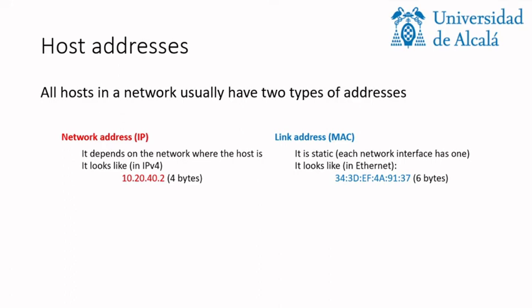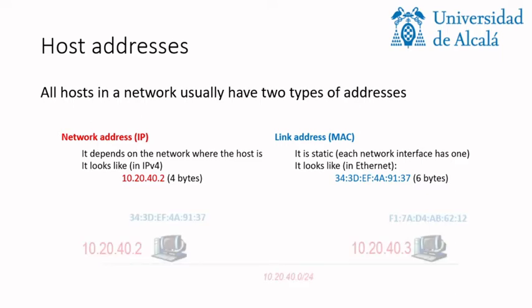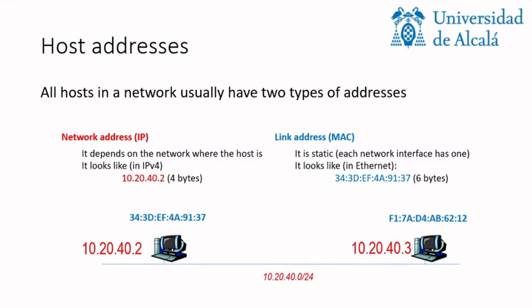As we know, hosts usually have two types of addresses, IP or network address and MAC or link address. IP addresses are hierarchical and indicate somehow a location in the network, while MAC addresses are completely independent and are usually randomly assigned by the manufacturer. As we can see in the example, IP addresses of close hosts are somehow similar, while MAC addresses could be drastically different. These are different, while these are similar because they belong to the same network.